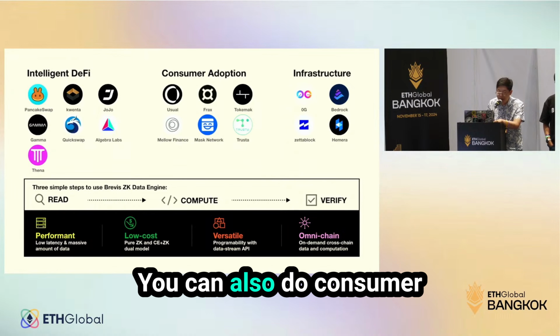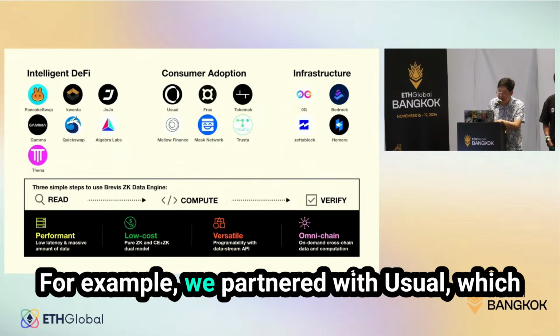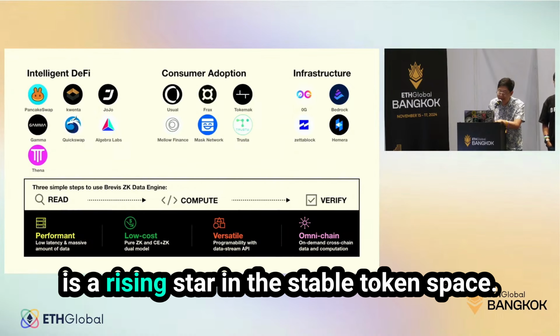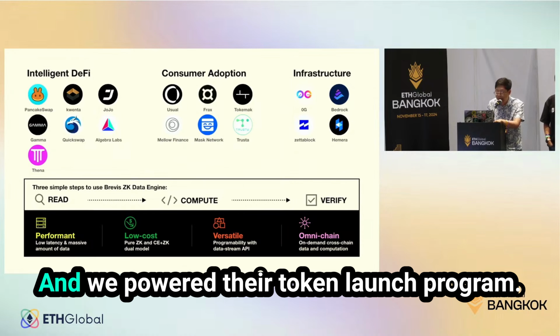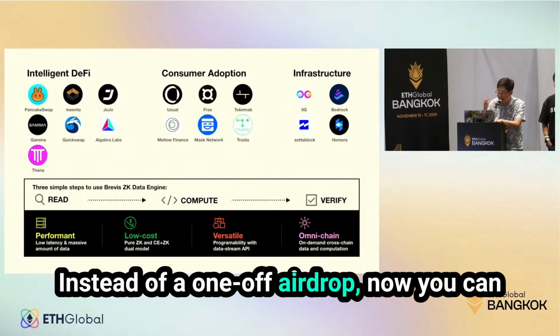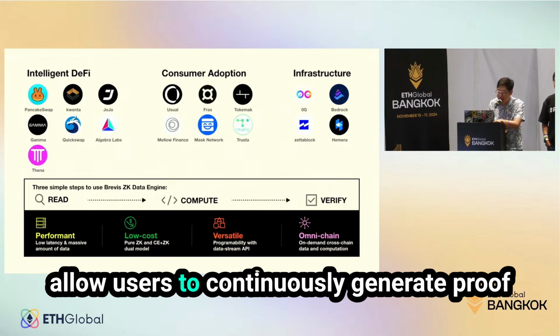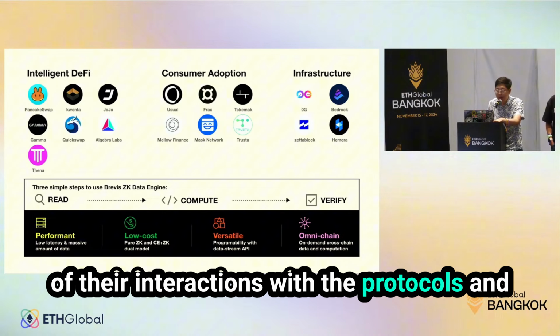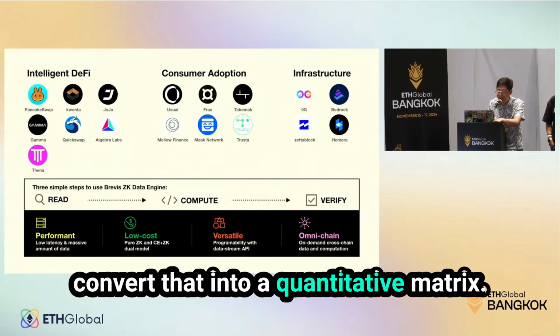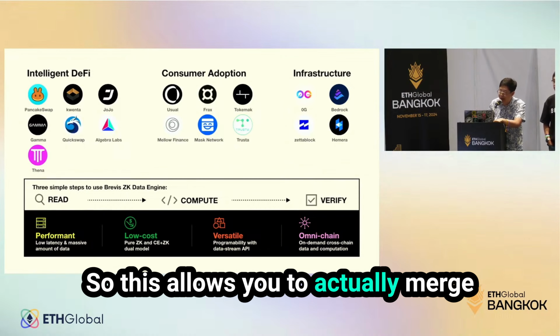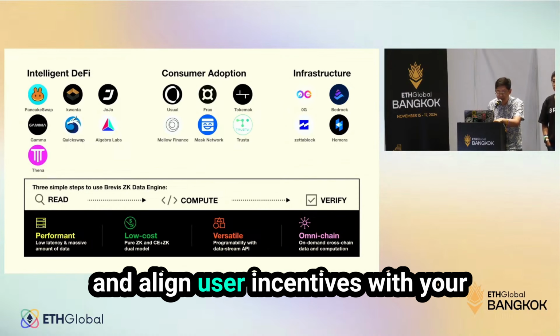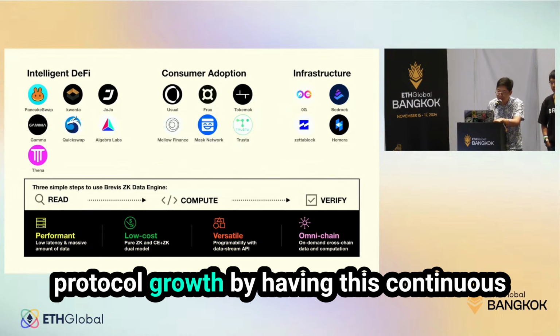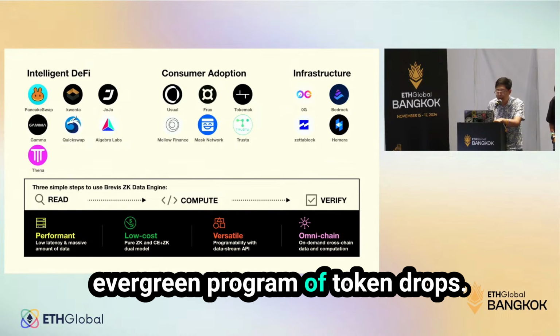You can also do consumer-facing applications. For example, we partner with Euro, which is a rising star in the stable token space, and we power their token launch program instead of a one-off airdrop. Now you can allow users to continuously generate proof of their interaction with the protocol and convert that into a quantitative metric. So this allows you to actually merge and align user incentives with your protocol growth by having this continuous evergreen program of token drops.